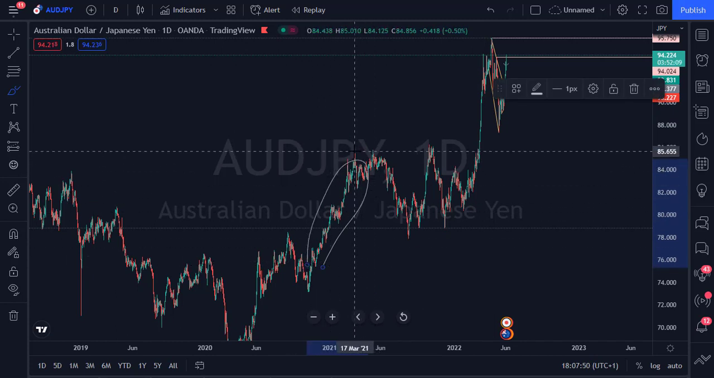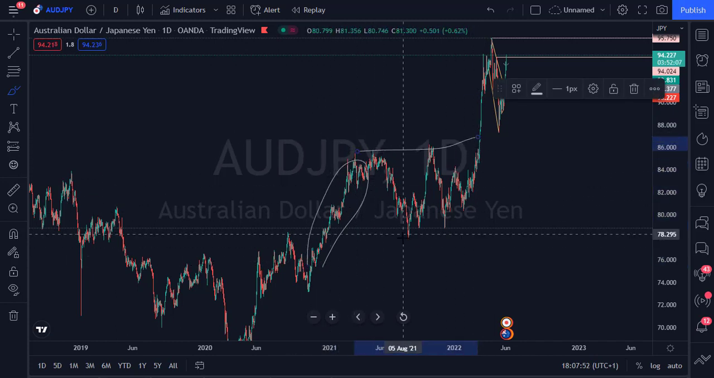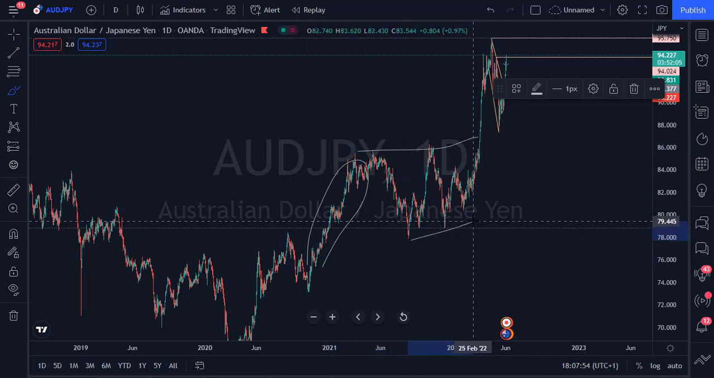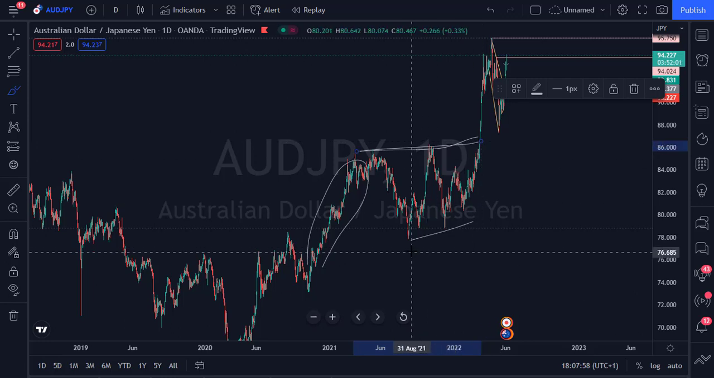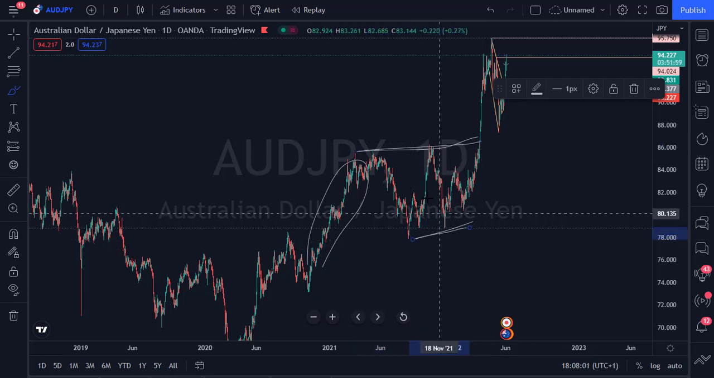Alright, so the whole of this can be seen as a correction. So after a correction, what happens? There's supposed to be another impulsive phase. The market basically just moves in impulse and correction, impulse and correction.